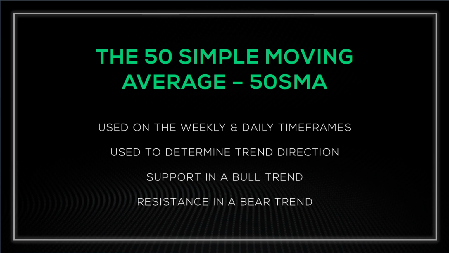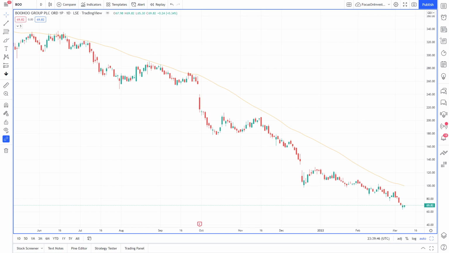Let's take a look at an example of the 50 simple moving average on the charts. This is the daily time frame of Boohoo, ticker symbol BOO. If you look closely at the chart, you can see how price pulls back and often interacts with the 50 simple moving average as a level of resistance. It bounces off before continuing on in the direction of the bear trend.